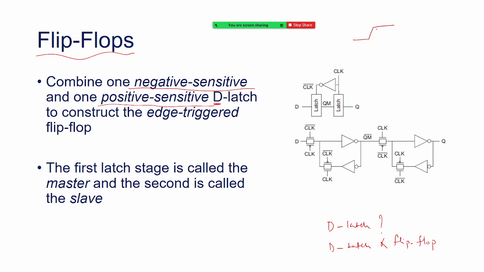One latch will respond when the clock transitions from 0 to 1, and one latch responds when the clock transitions from 1 to 0. This is how the behavior is. So what I do here: this is my input, this is my output, this is my latch 1, this is my latch 2.